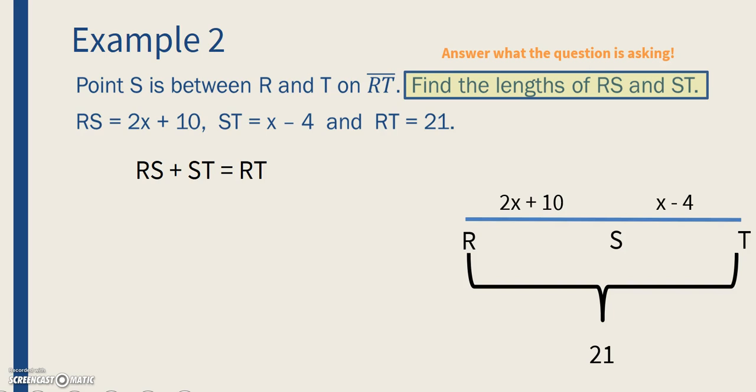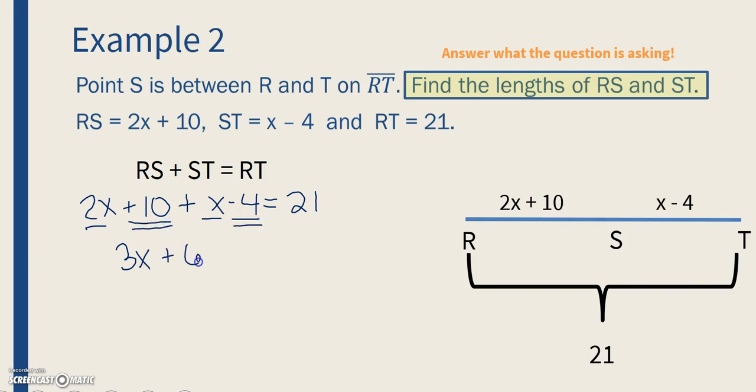Okay, so RS and ST. Well, we know that S lies between R and T, so we can use the segment addition postulate and add these two together to get the whole thing. So we're going to add our RS plus our ST to equal the whole thing, RT. Once we set that up, we're just solving equations now. So we want to combine our like terms. 2x plus x is 3x. 10 minus 4 is a positive 6. And that's going to equal 21.